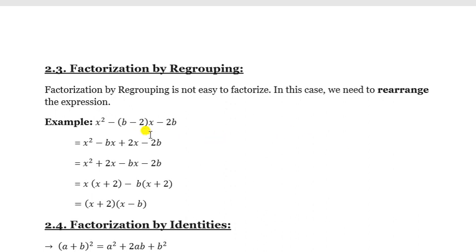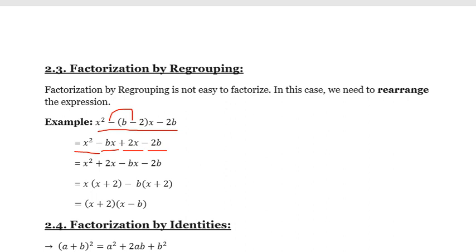See, for example, x square minus b in bracket minus 2x minus 2b. So first we have to remove this bracket. See, x square minus, this x will come inside, so minus bx, and then we multiply this negative sign with the negative sign, minus minus is plus, and again x will come with 2, so plus 2x minus 2b.